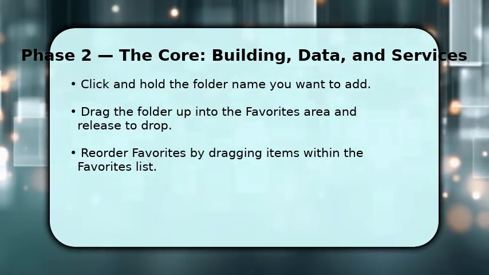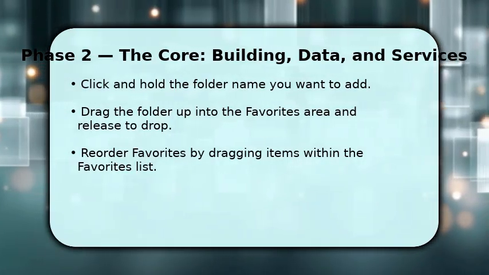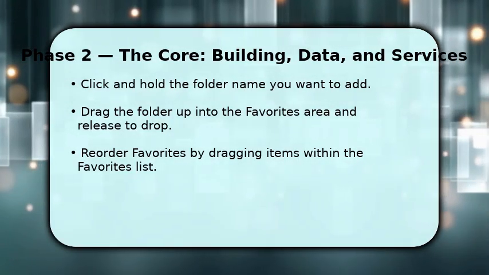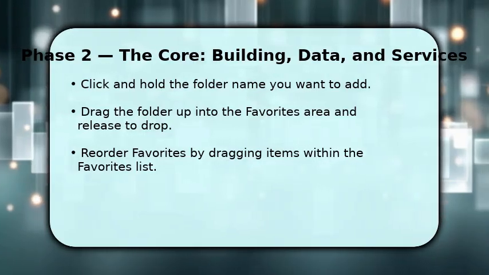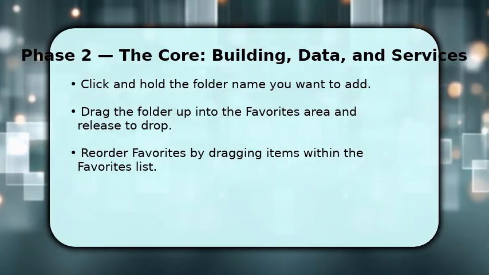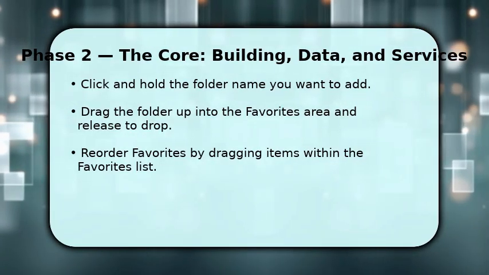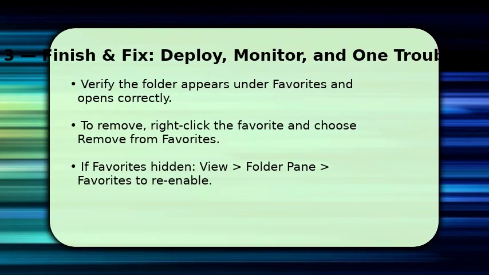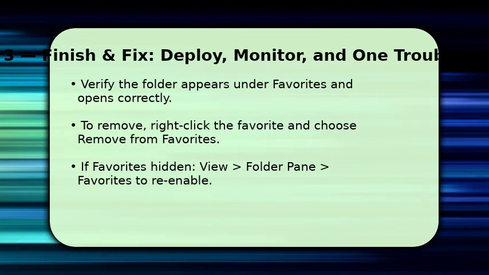Once placed, you can reorder items inside Favorites by dragging them to new positions. This only changes shortcuts, not original folders. Make sure to drop exactly where you want the item to appear to keep your shortcuts organized. Finish by clicking the new Favorites entry to confirm it opens the correct mailbox folder. This verifies success. If you need to remove it, right-click the favorite and choose Remove from Favorites. This deletes only the shortcut, not the folder.